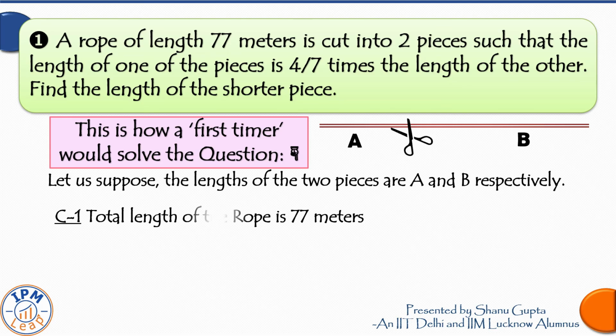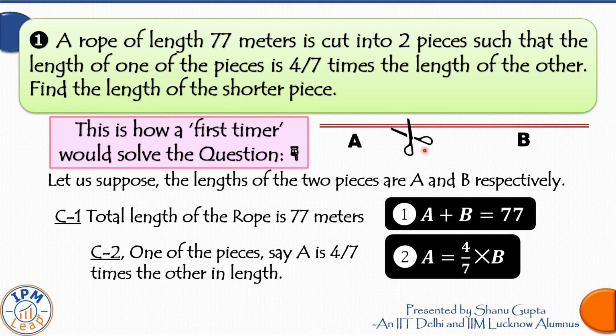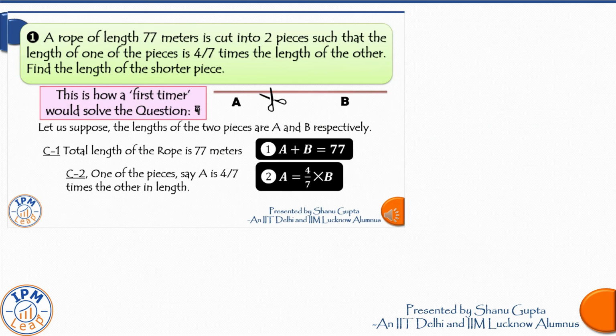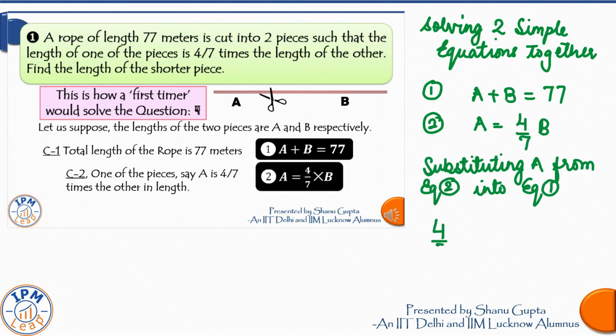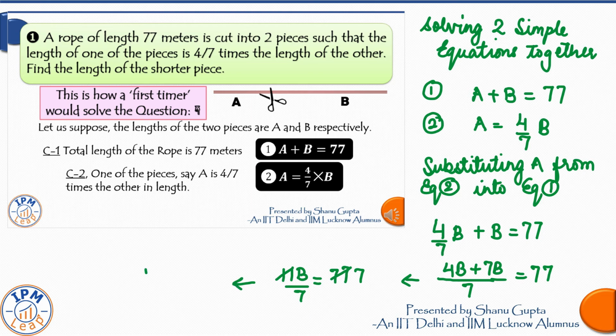Assuming that the lengths of the 2 pieces are A and B. Now to find the values of these 2 variables, we will need 2 equations, right? We can utilize the 2 conditions given in the question for this and write 2 linear equations based on these conditions. Once we get 2 linear equations in 2 variables, solving them together is no big deal. We can find the values of both variables and this is how the solution plays out. The shorter piece, which is our required answer, is 28 meters.